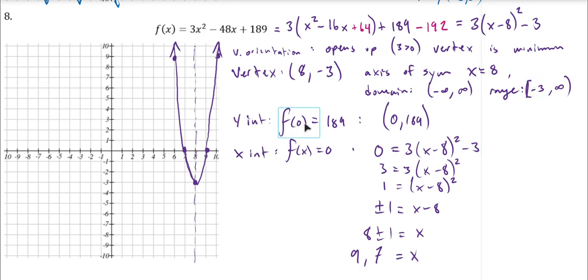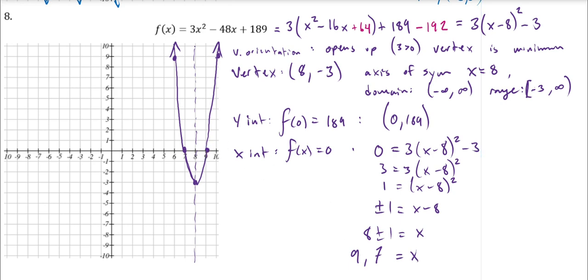How do we find a y-intercept? You plug in 0. Plugging in 0 here is particularly easy. You just get 189. How do you find x-intercepts? You solve when you set it equal to 0. Now, setting this one equal to 0 is particularly easy to solve. Bring my 3 over, divide by 3, take the plus minus square root of both sides, and bring my 8 over, and I wind up with 8 plus and minus 1. 8 plus 1 is 9, 8 minus 1 is 7, and so these are our two intercepts.